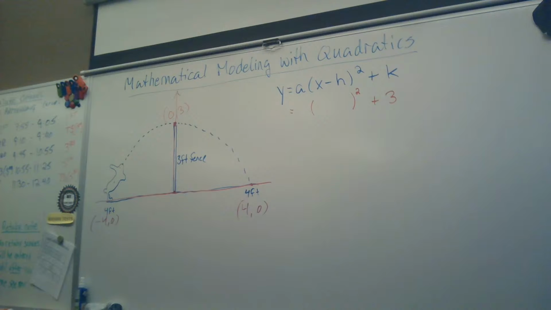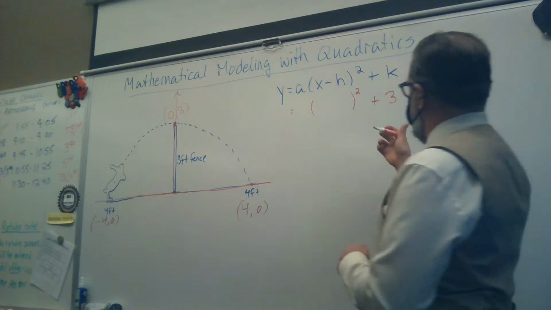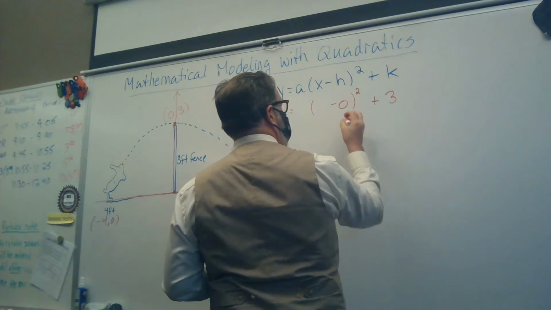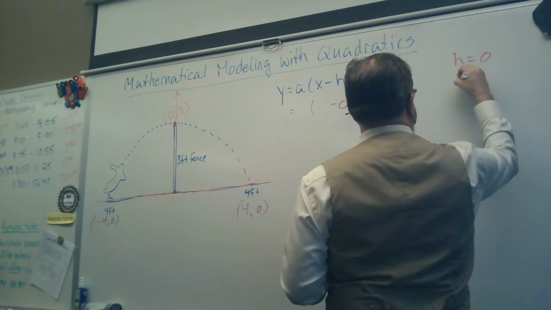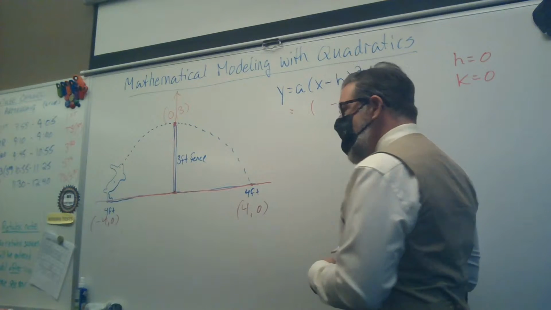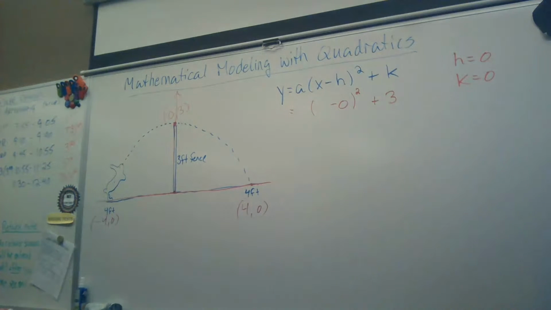X would be 0? Why? Explain. H be 0? Melissa? Wouldn't H be 0? Why? Because that's the vertex. That's the vertex. H comma K is the vertex. So H must be 0. So let's make a little list over here. H is 0, K is 3. Okay? Anything else?